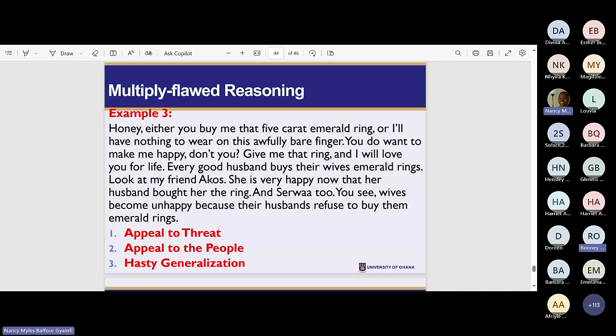Every good husband buys their wife emerald rings. Look at my friend Akos. She's very happy now that her husband bought her the ring. And Sewa too. You see, wives become unhappy because their husbands refuse to buy them emerald rings.